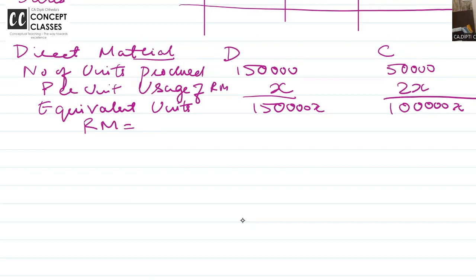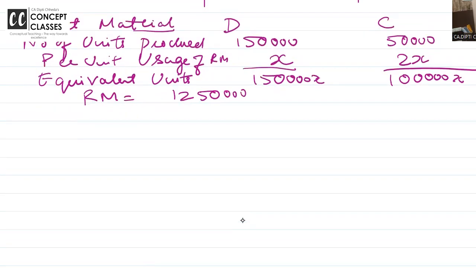And now your raw material cost. What is your raw material cost is given in the problem. Direct material total hai kitna? 12,50,000 for all, for whatever you have produced. This is given in the problem. This direct material, I will divide it with 2,50,000 equivalent units. Are you all with me?